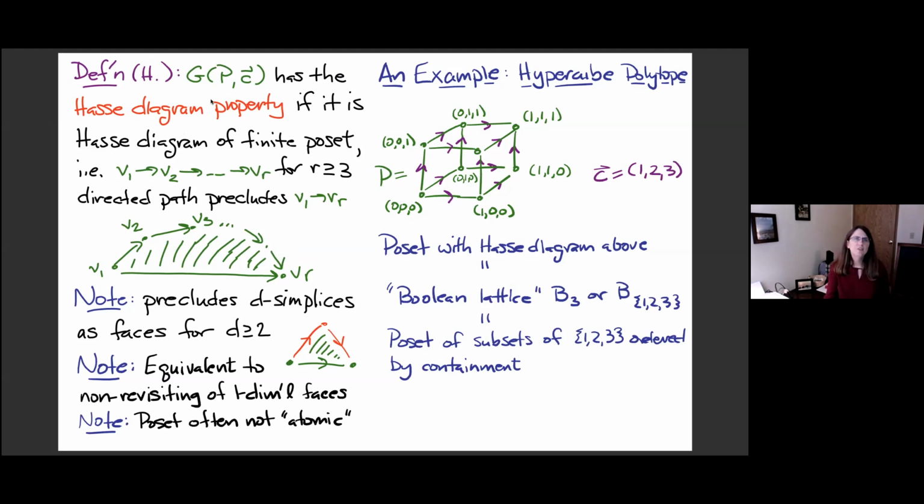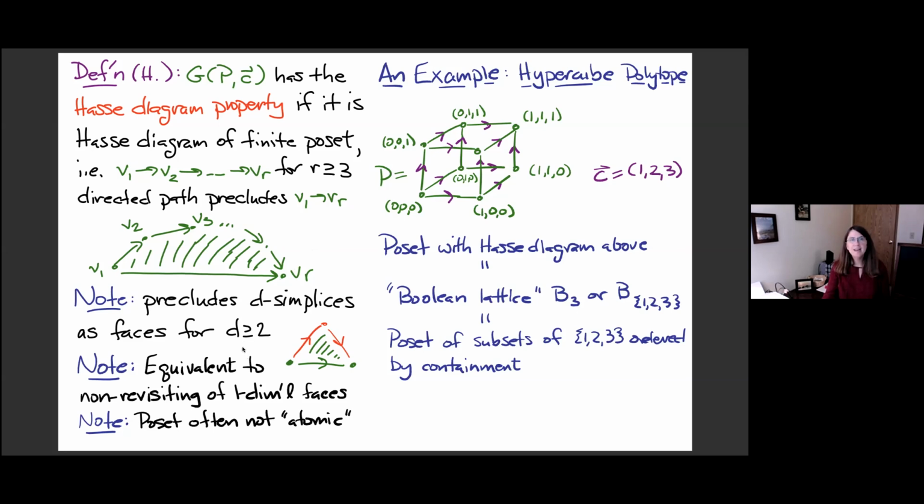So we say G of P comma C has the Hasse diagram property if it is the Hasse diagram of a finite poset, i.e., if you have V1 directed edge to V2, directed edge to V3, dot, dot, dot to VR for R greater than or equal to 3, you cannot have a directed edge straight from V1 to VR. There's no shortcut. These are called cover relations. In a partial order, if V1 were less than or equal to V2, less than or equal to V3, then transitively that would imply V1 less than or equal to VR, and so we wouldn't draw that edge in the Hasse diagram. That's why I call it the Hasse diagram property, but it's exactly the non-revisiting of one-dimensional faces.